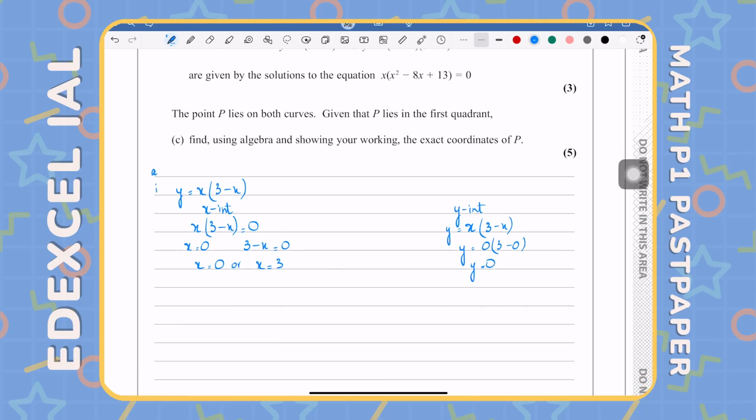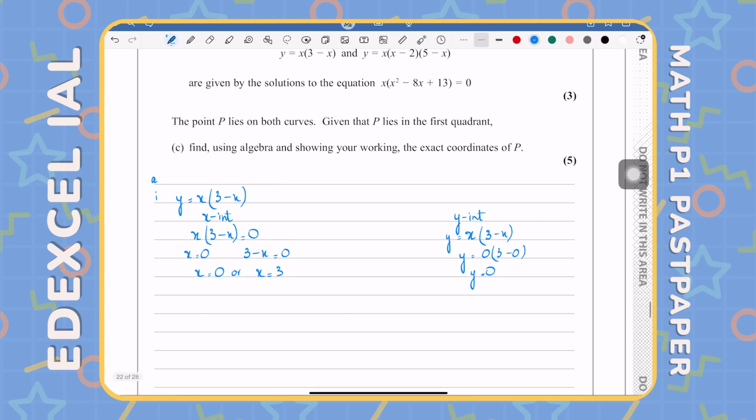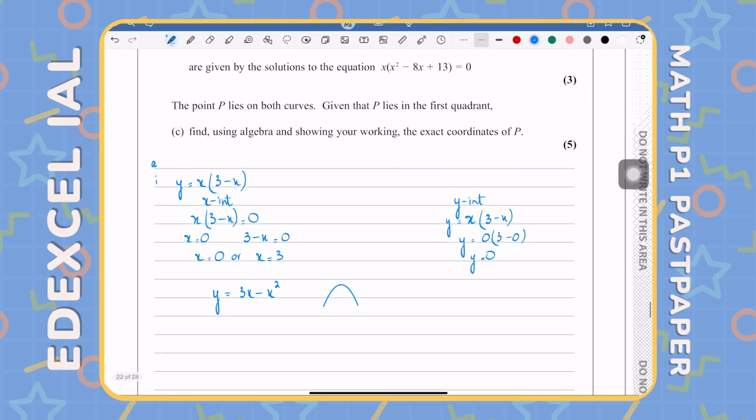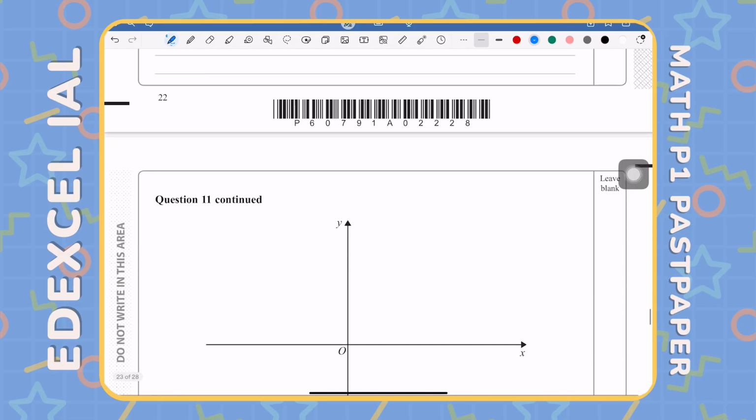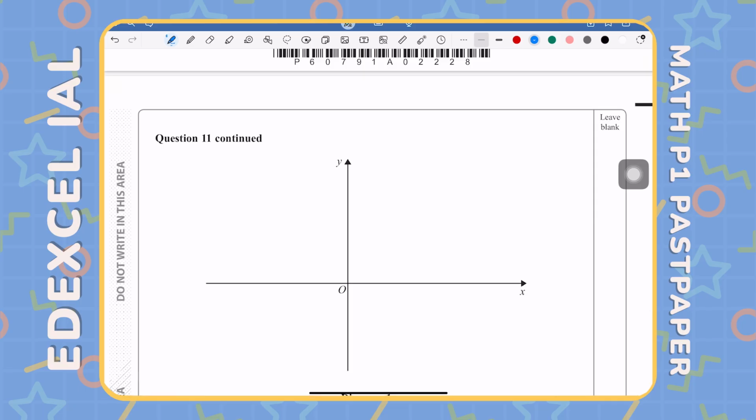Now that we have the x and y intercepts, the question is, what is the shape of the curve going to be like? Because we should know from prior knowledge that a quadratic curve could be something like this or it could be something like this. So how do we decide that? Well, if you expand this, if you open up the brackets, you will get 3x minus x squared. So the fact that the coefficient of x squared is negative, that means we will have a sad face, a maximum curve. Okay, that's what we call it.